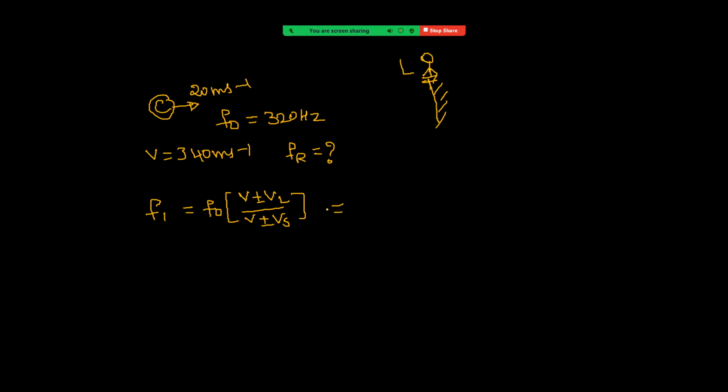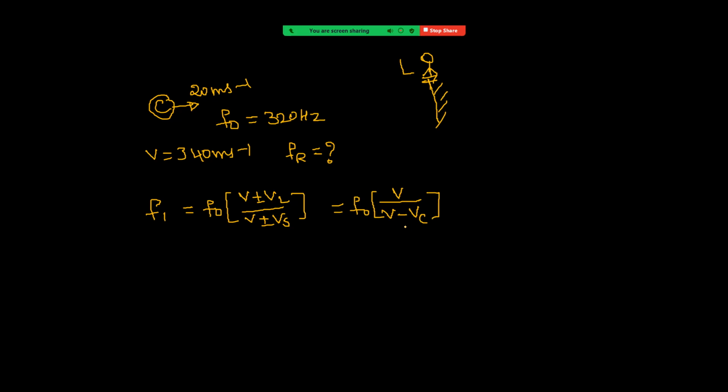Now substitute values in this. So it is equal to F0. Now the listener is stationary, since we are imagining a person on the wall. That means the listener is at rest, so VL is 0, so it is only V. Next, coming to the source. The source is moving towards the listener, so the frequency has to increase, which means the denominator must be less. So I'm writing here V minus velocity of source, nothing but velocity of car, which I'm taking as Vc.